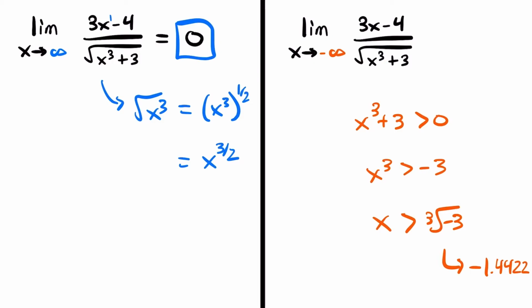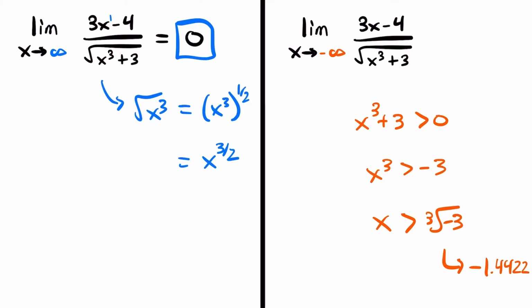And so because of that, because the domain of this function is values of x greater than negative 1.44, it's a bit of a ridiculous question to ask what is the limit as x approaches negative infinity, because this function doesn't approach negative infinity. It just doesn't. It's not defined for values that get closer and closer to a larger and larger negative number. And so because of that, we can't conclude that the limit as x approaches negative infinity of this function is equal to 0, like the limit as x approaches positive infinity was.